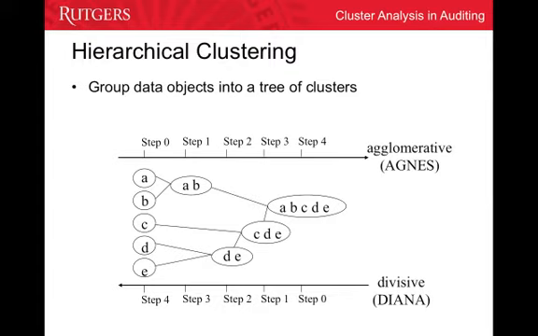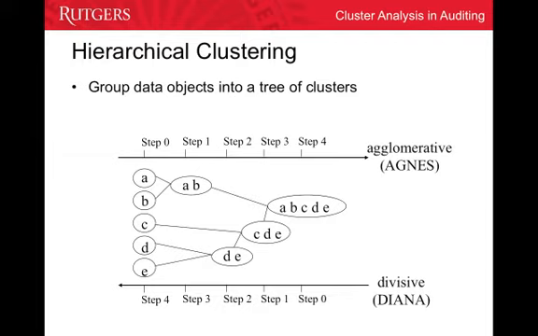There are two basic approaches to generating a hierarchical clustering. The first one is agglomerative. It starts with the points as individual clusters, and at each step, it merges the closest pair of clusters. This one is called agglomerative clustering. It starts from the bottom of the tree and then goes to the top. This requires defining the notion of cluster proximity.